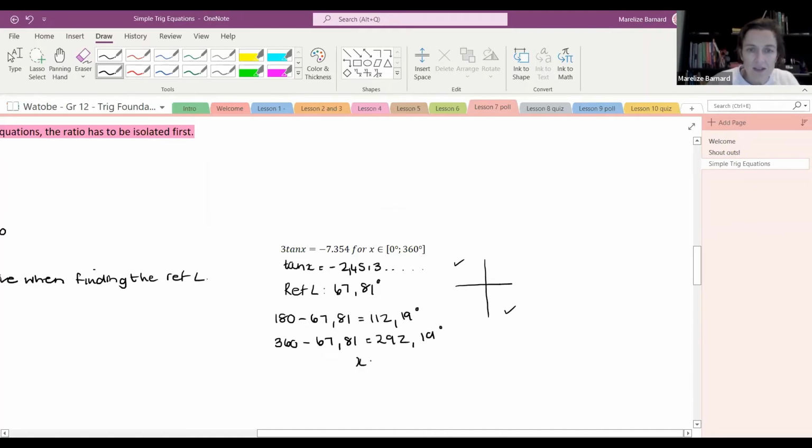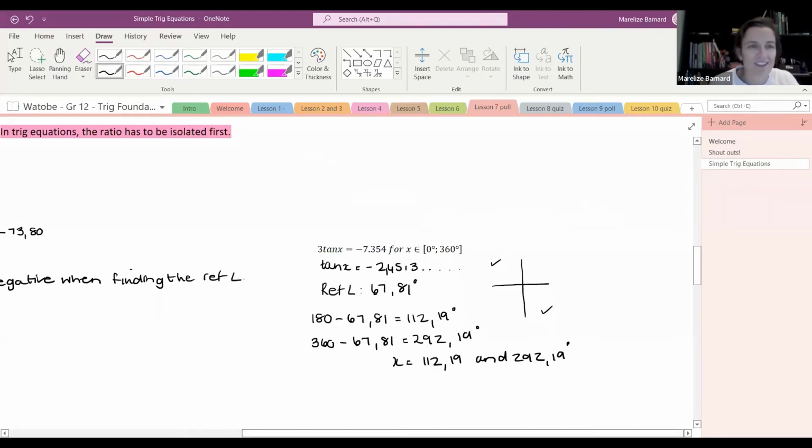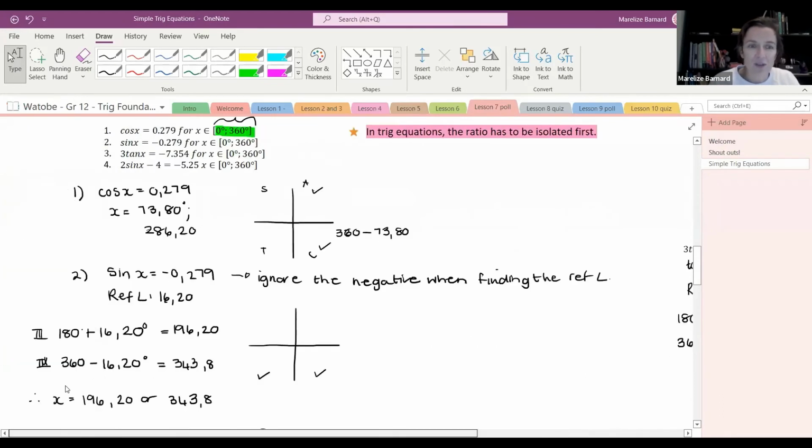So our 2 x values are 112.19 and 292.19. Interesting numbers. All the numbers repeat, but just in a different order. So King Zooks, we are not doing general solutions yet. We are going to get there very quickly, so stick around. We are heading our way to general solution.